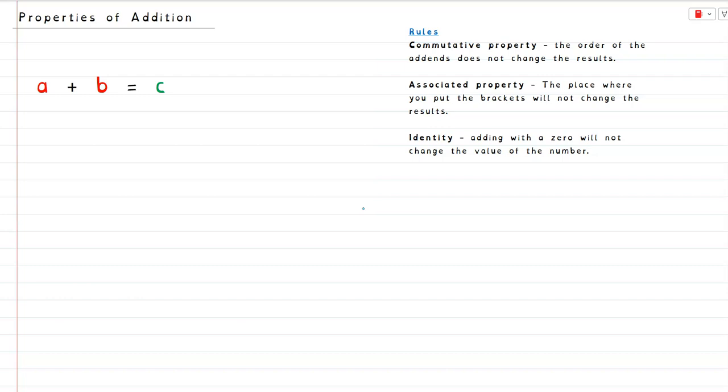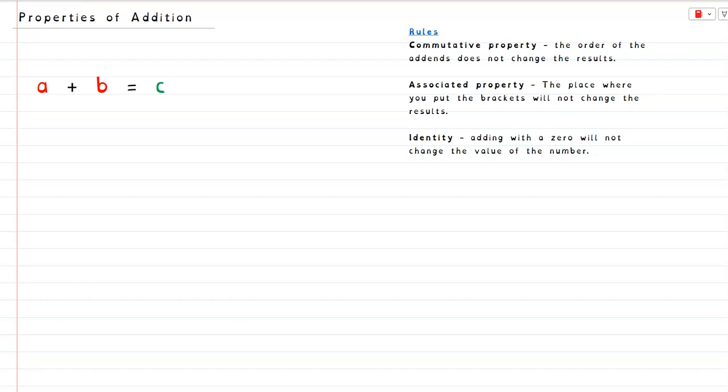Now we have learned about rounding off, and how to estimate with addition and subtraction. Now we actually need to learn about the rules of addition and why they are important. But first of all, we need to know what addition is and what the parts of addition are that we need to understand. Okay, so let's see here.